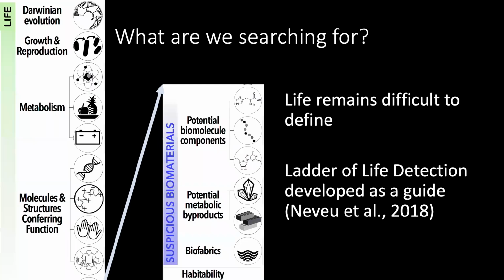So my friend Mark Nouveau made this amazing paper a few years ago, where he made a ladder of life detection as a guidepost for future missions. And so you can see the life bar gets from very green, so very strongly indicator of life, to almost white at the bottom. And then you get into what's called suspicious biomaterials below that.